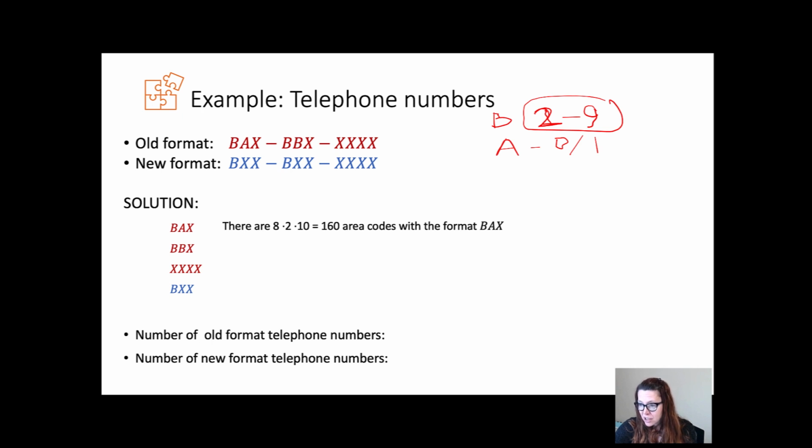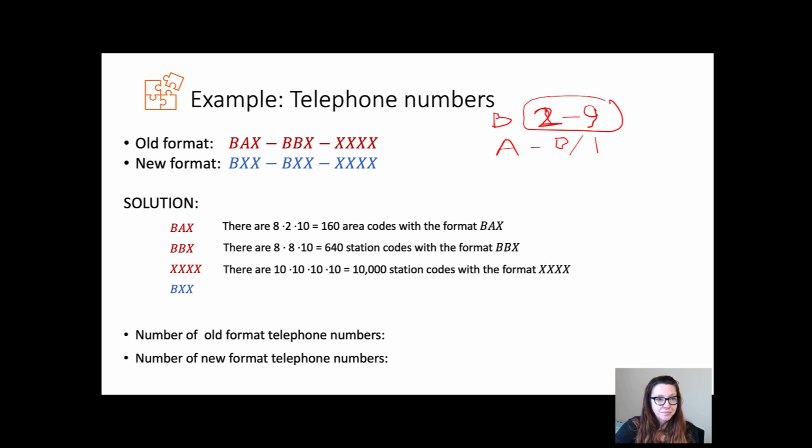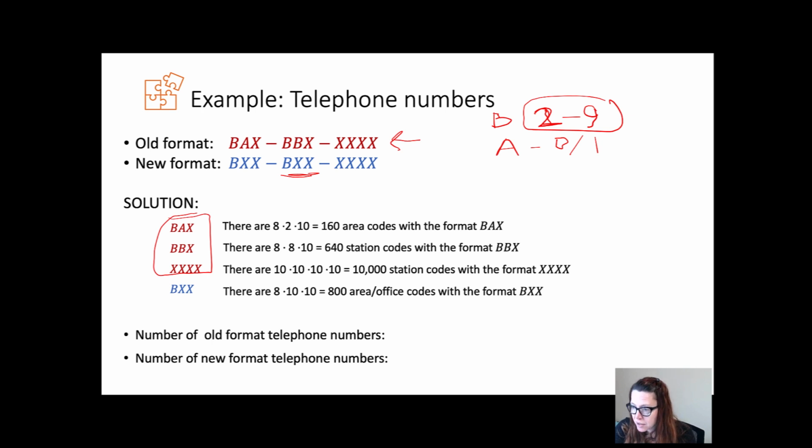BBX, there's 8 choices for B, 8 choices for B, 10 choices for X. So there's 8 times 8 times 10, or 640 station codes. XXXX, it's 10 to the 4th. And finally, the only other value that we're missing is BXX, so we'll just grab that one. That is 8 times 10 times 10, or 800 area codes.